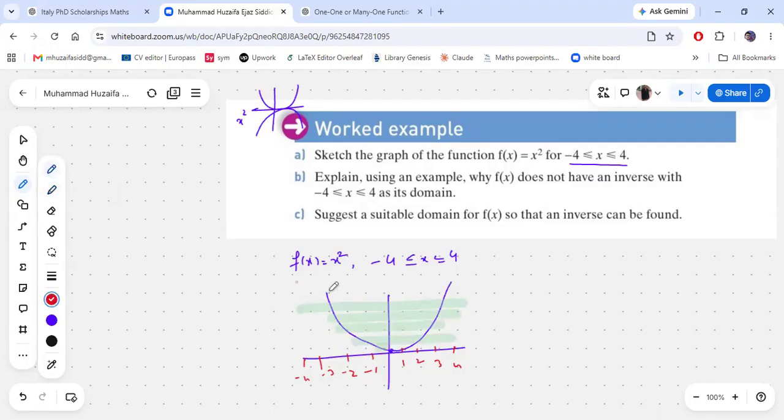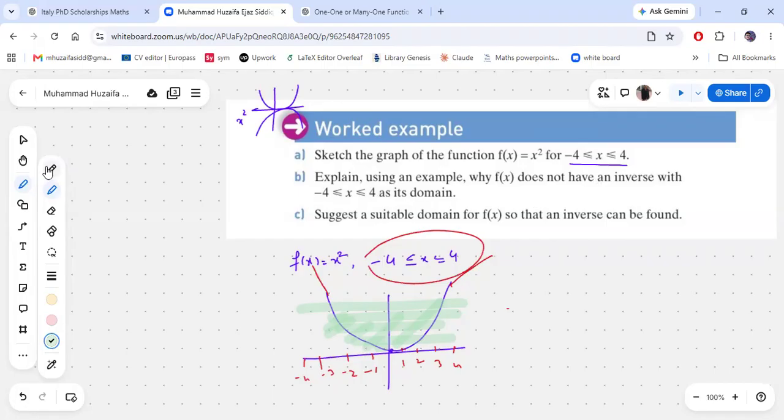In general, our graph is like this type, but here we have this condition. That's why I'm filling this part with a different color. This is our domain.